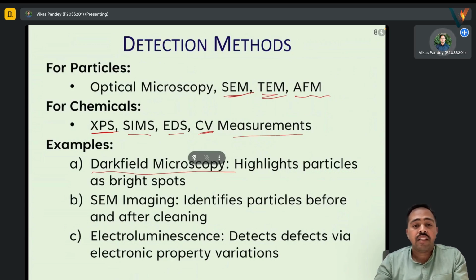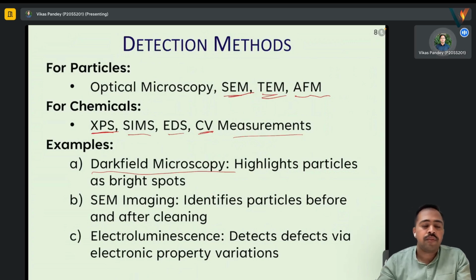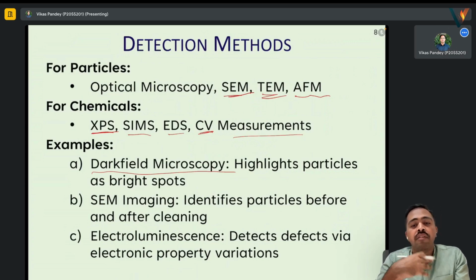And then there is something called electroluminescence. This detects defects via electronic property variations. Different defects have different electronic properties, right?